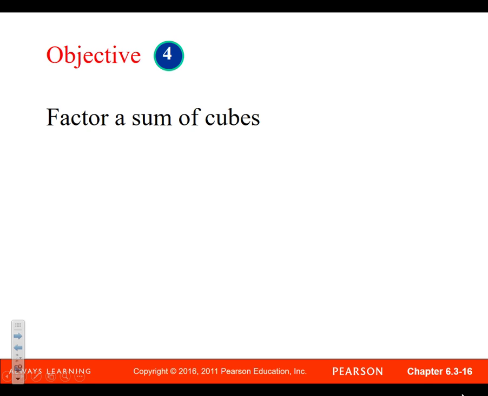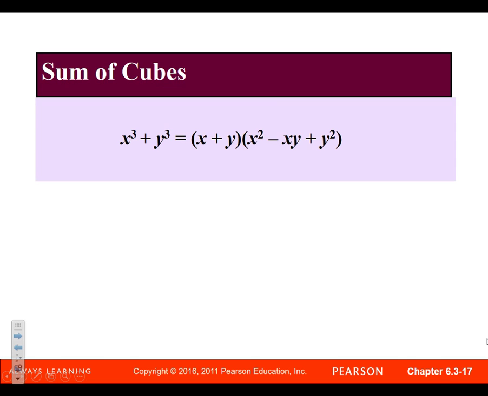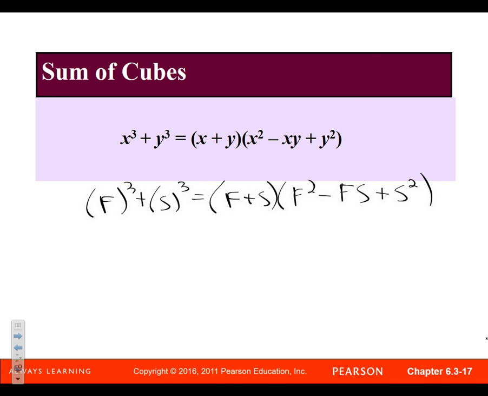Okay, and you might get a little deja vu here, but trust me, it's not. Here's the formula. The first one cubed plus the second one cubed is equal to the first plus the second, times the first one squared minus the first times the second plus the second one squared. Doesn't it feel like you just wrote this?